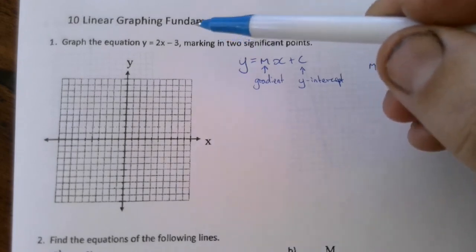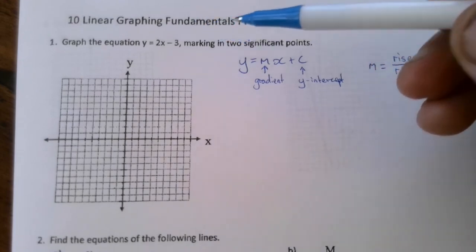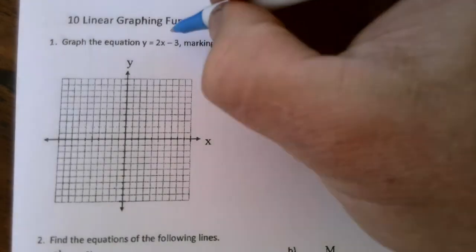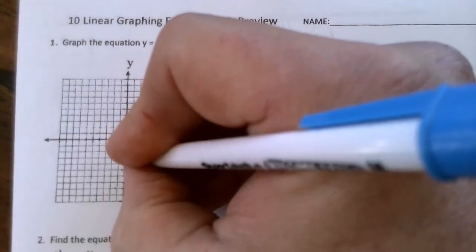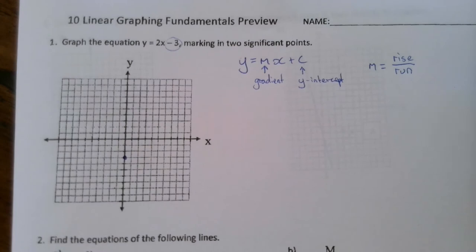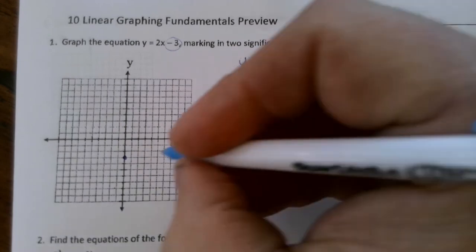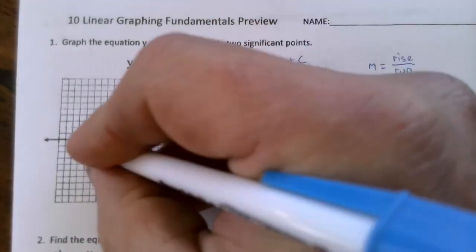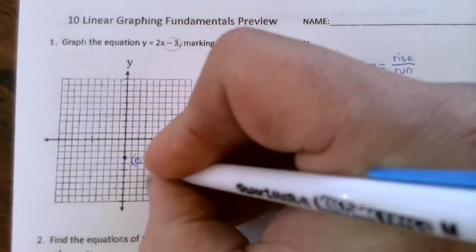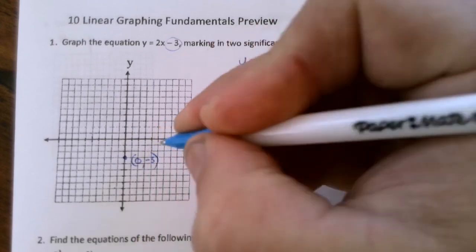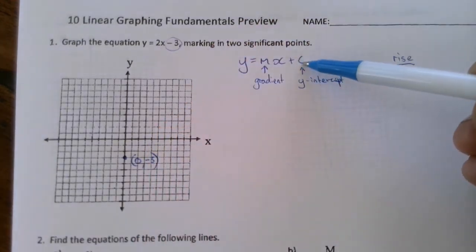Okay, so the first thing that you need to do is go and look for the c value, okay, which is in this case -3. That means that it will pass through the line at -3. Okay, and this is our first significant point because that means that where x is 0, y is going to be -3. And that's why the y-intercept, or the constant, is where it crosses the y-axis.